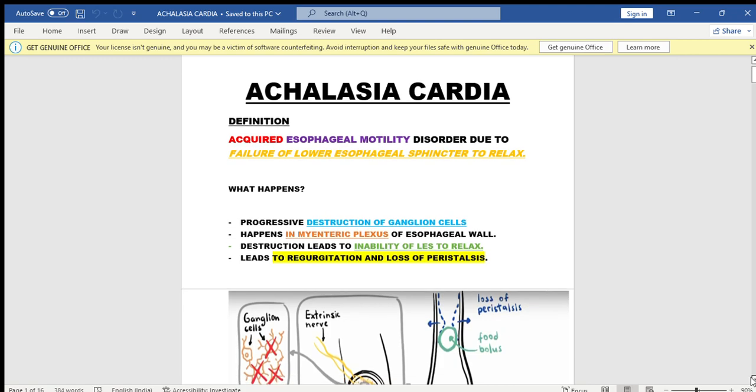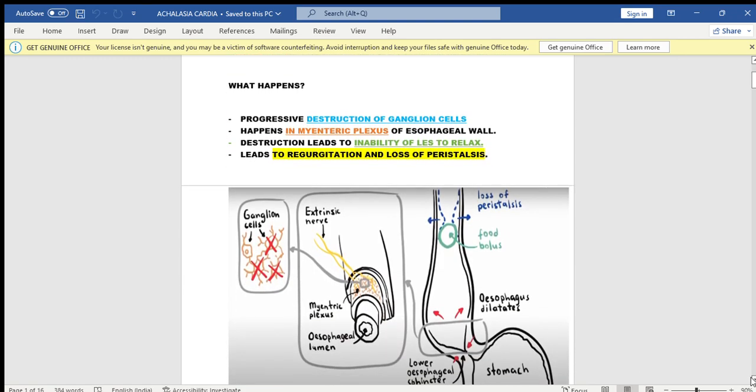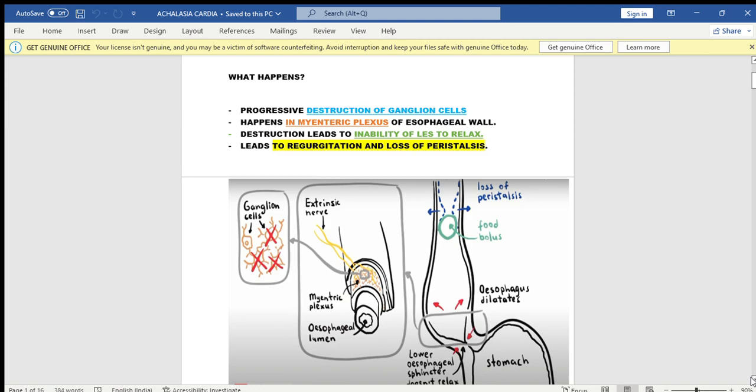Right, so what really happens and why is this condition happening? Now let's look at a few basic physiology and anatomy points to see what is happening. This is the esophageal lumen and this is the esophagus. The esophagus has multiple muscular layers and coverings. So over here you have something called the myenteric plexus, right?